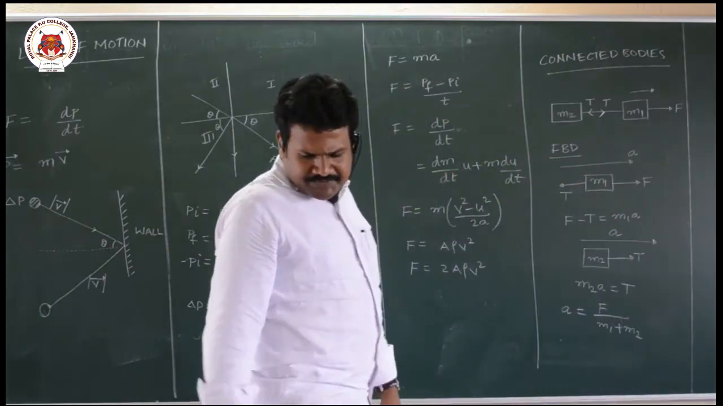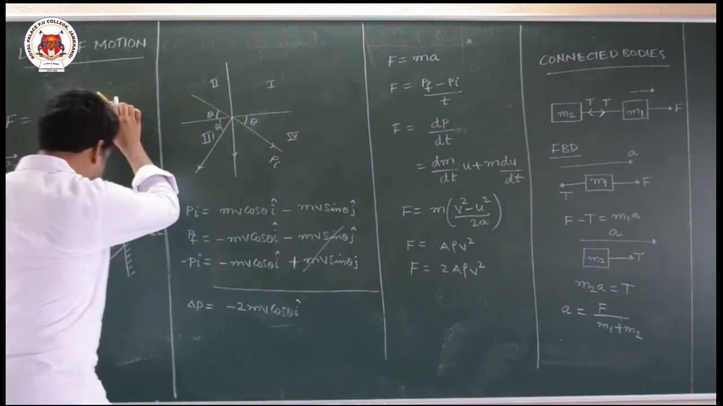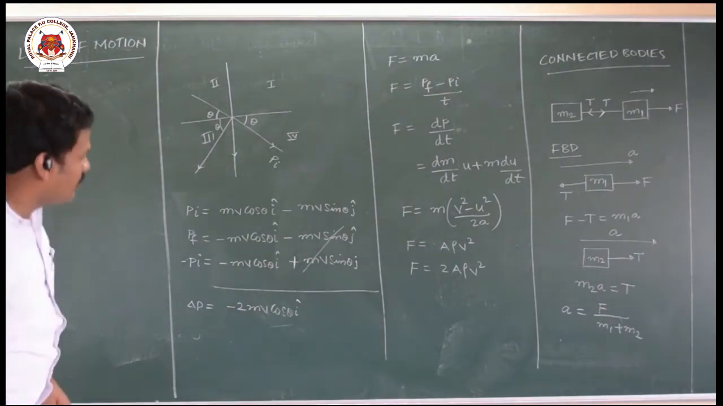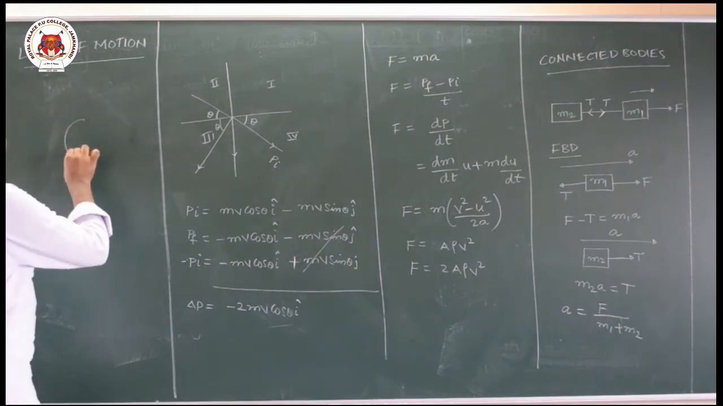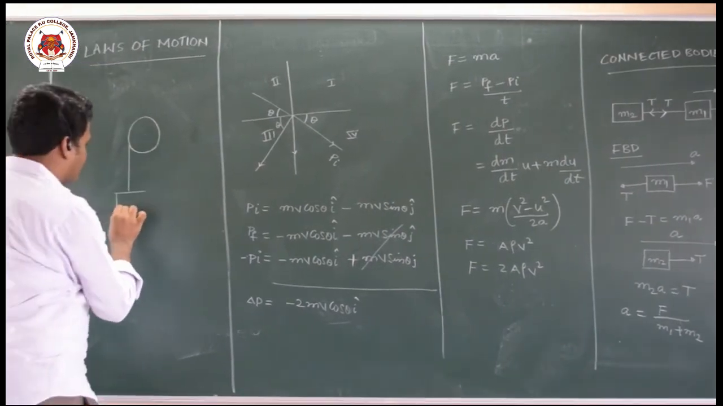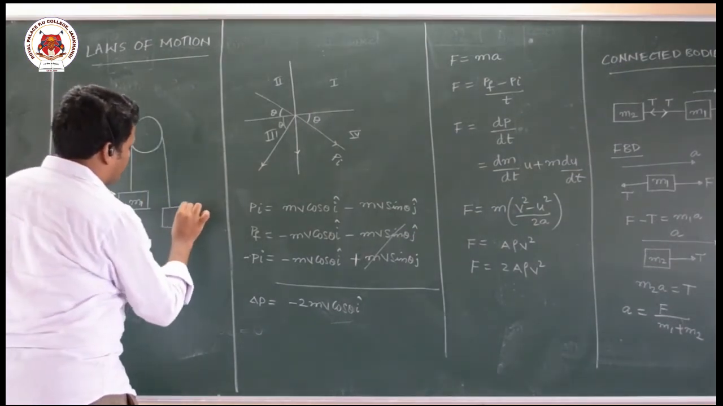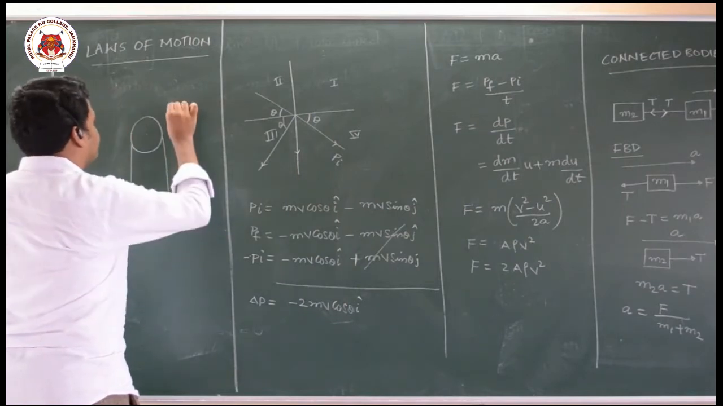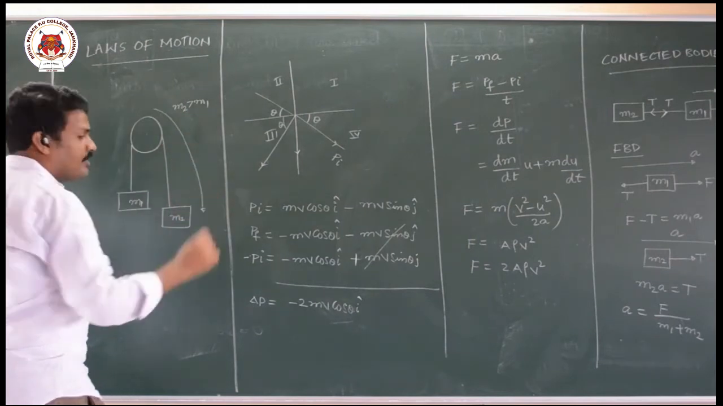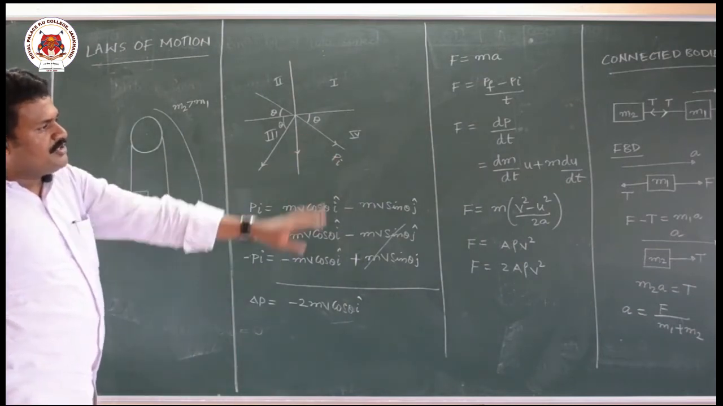Similarly, if you take the Atwood machine, there will be a pulley whose mass is neglected and two bodies hanging of mass m1 and m2. If we consider m2 is greater than m1, this system will accelerate in this direction. Now see the direction of tension here. The directions of tension for the first body and second body are in opposite directions.